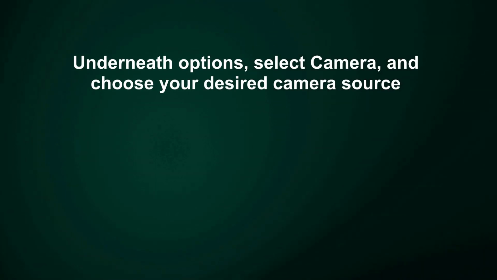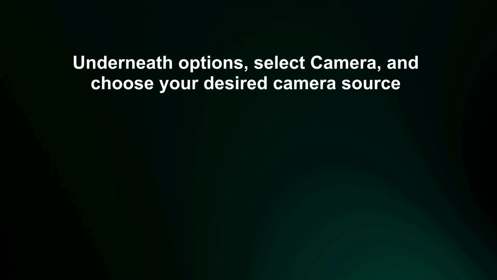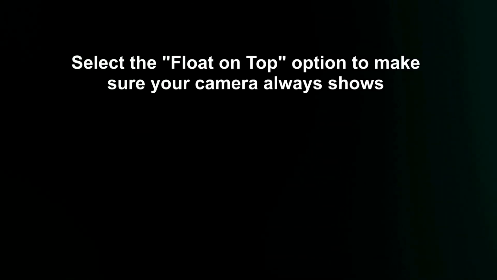Underneath Options, select Camera, and choose your desired camera source. Select the float on top option to make sure your camera always shows. Lastly, select Save to and choose where you'd like your video saved.